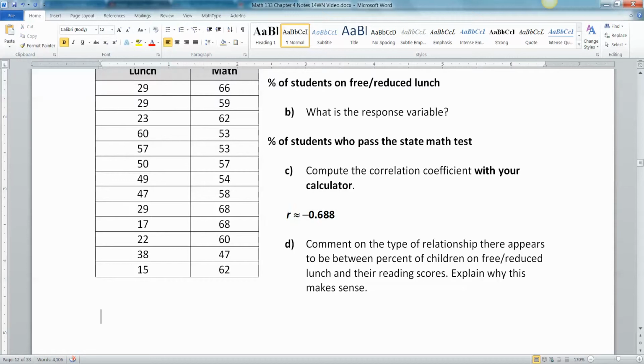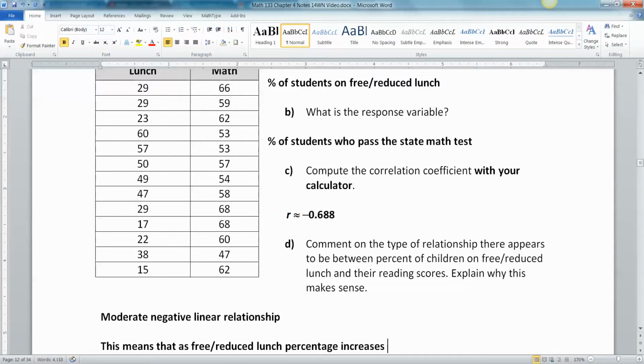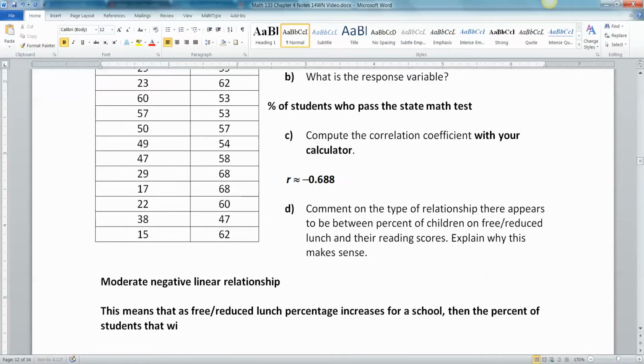Well, it says that it's a moderate negative linear relationship, which means that as free reduced lunch percentage increases for a school, then the percent of students that will pass the math test, pass the state math exam, goes down. Which makes a lot of sense.